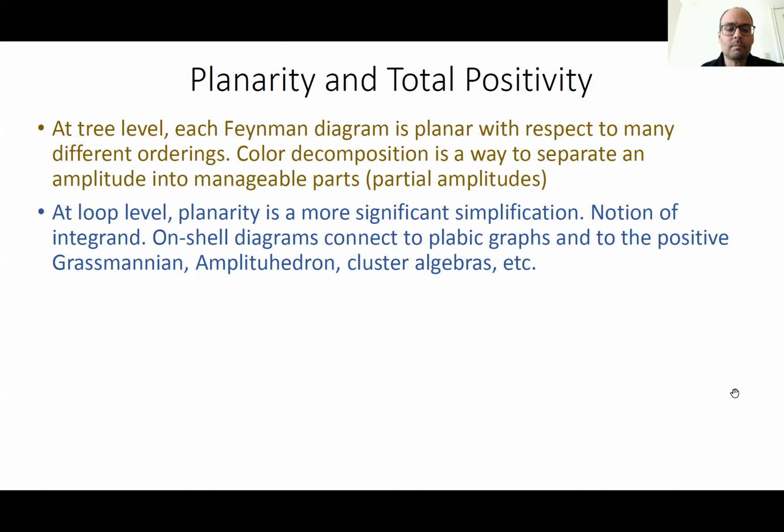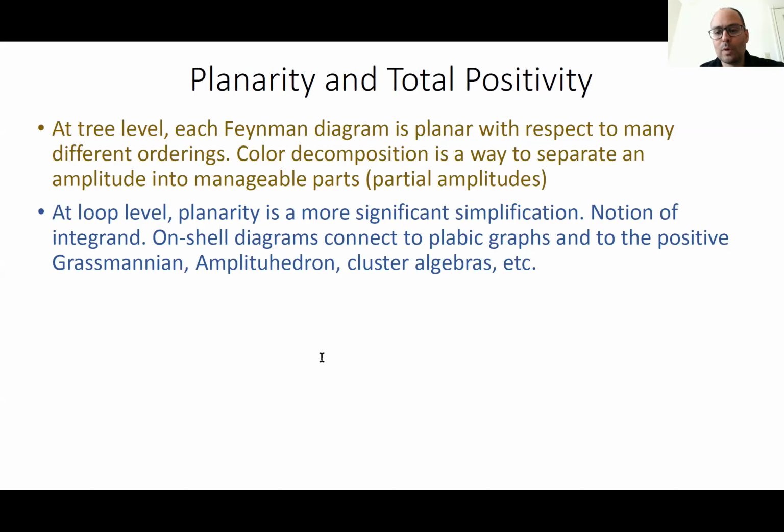Now, why is planarity something that simplifies our lives? At tree level, each Feynman diagram is planar with respect to many different orderings. And a color decomposition is a way to separate an amplitude into manageable parts. So that's the simplification at tree level. At loop level, planarity is even more significant because it allows us to have the notion of an integrand.